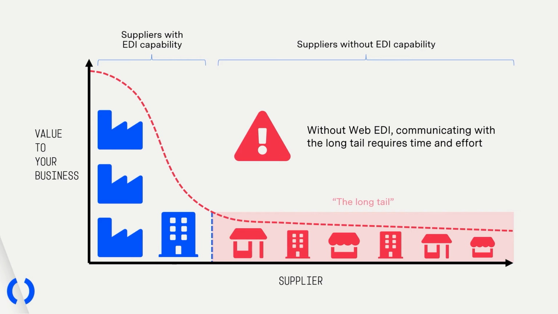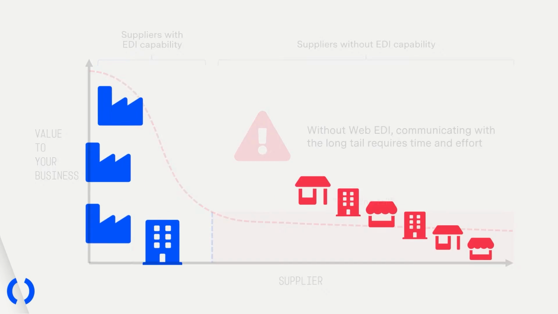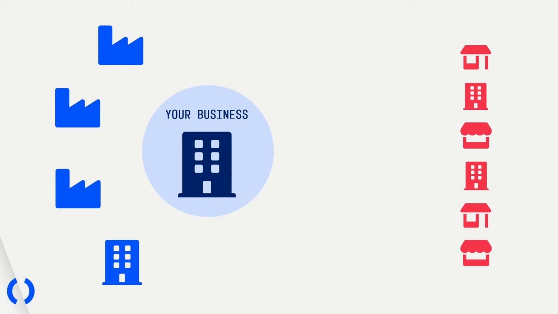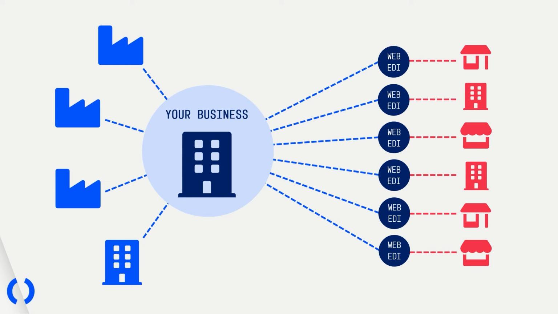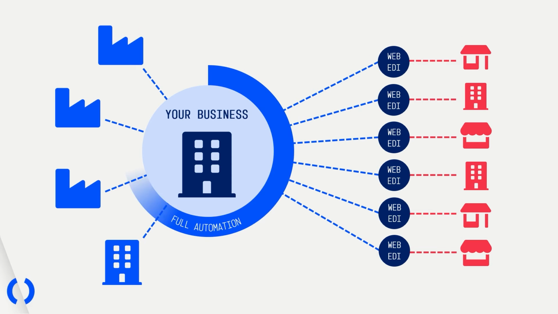Communication with smaller partners also typically requires a huge amount of time and effort from internal teams to ensure everything is processed correctly. An efficient EDI solution should aim for total automation of supply chain communication and should thus cater for both types of supplier. As Web EDI offers the only way to achieve automated exchange of structured documents with partners lacking EDI capability, it's therefore an essential part of a successful EDI solution.